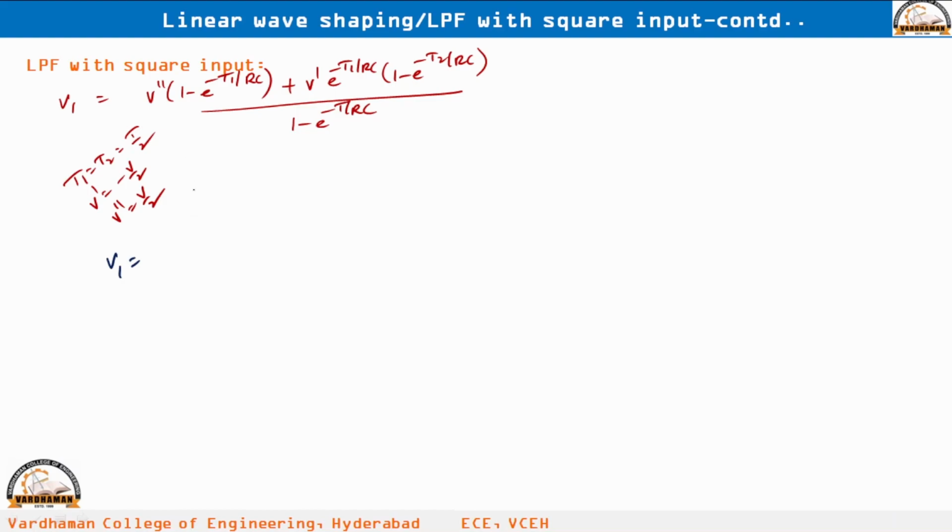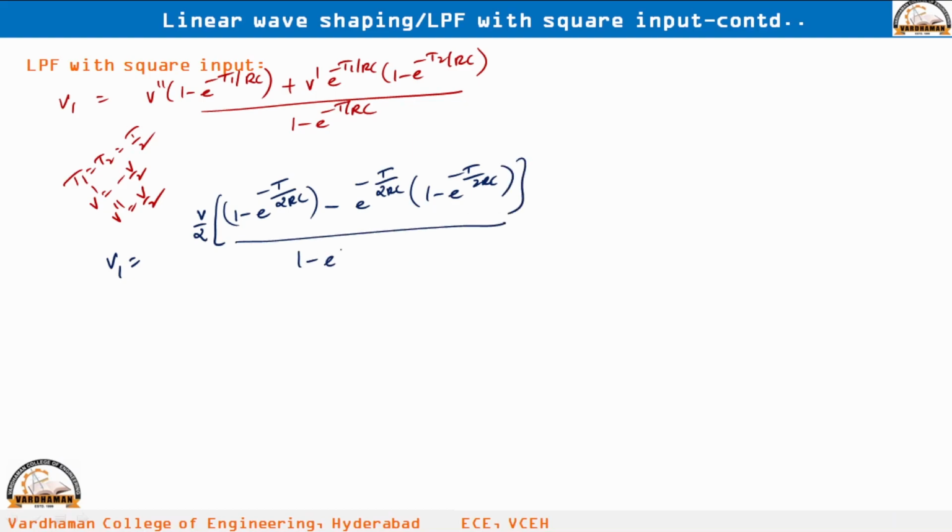V double dash means V by 2, V dash means minus V by 2. So, if you take V by 2 common, what will we get? 1 minus e power minus t by 2 RC, because T1 is equal to t by 2. This is from the first one, minus e power minus t by 2 RC multiplied with 1 minus e power minus t by 2 RC, divided by 1 minus e power minus t by RC.